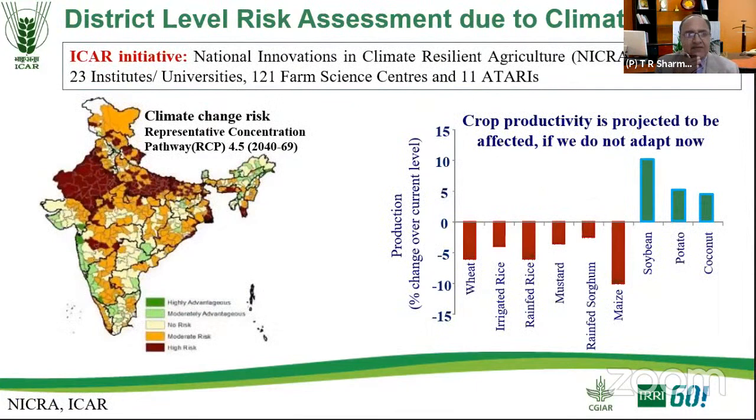We have a very good initiative. We started it around 8 years back, and it is called the National Innovations in Climate Resilient Agriculture, NICRA program, with 23 institutes, 121 farm science centers, and 11 agriculture technology assessment and research centers throughout the country, which work on climate change risk and representative concentration pathways, given in this map of India. Next slide, please.